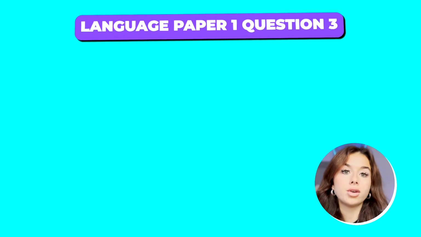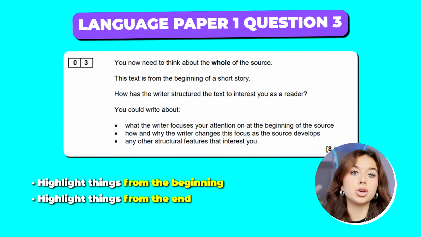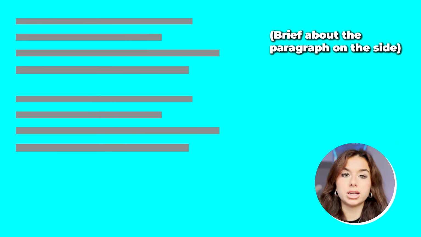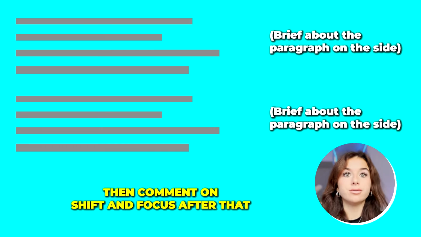Okay, question 3 now. Question 3 will always be the whole of the source. So you don't need to try cut off a certain bit for it. You can look at the whole extract. So what I'd recommend doing is highlighting things from the beginning and highlighting things from the end, so you can compare the beginning versus the end. Then next to each paragraph, just briefly write on the side what it's generally talking about in that paragraph, and then you can comment on what the shifts in focus are.